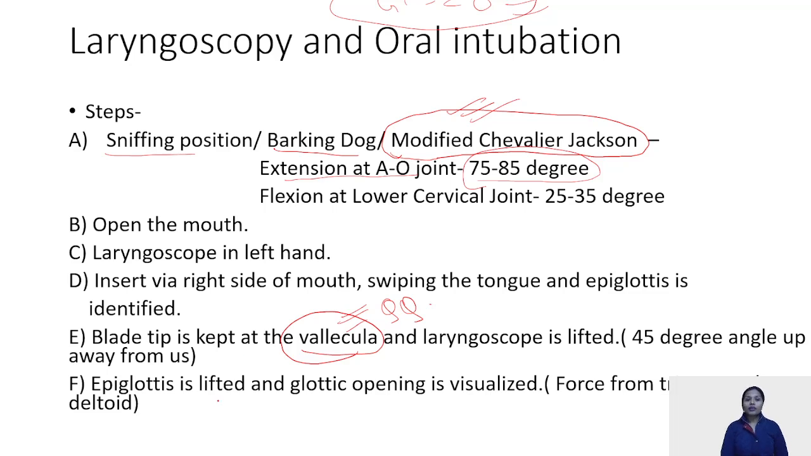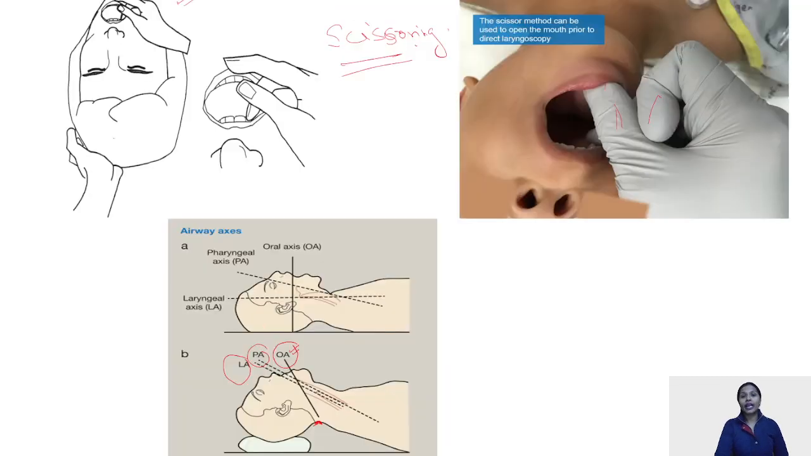Once the epiglottis is lifted, you have the glottic opening, and in the glottic opening, you are going to insert your endotracheal tube. I hope the scissoring method is clear, and the hand which is kept on the forehead has to have the extension, and thus we open the mouth first.